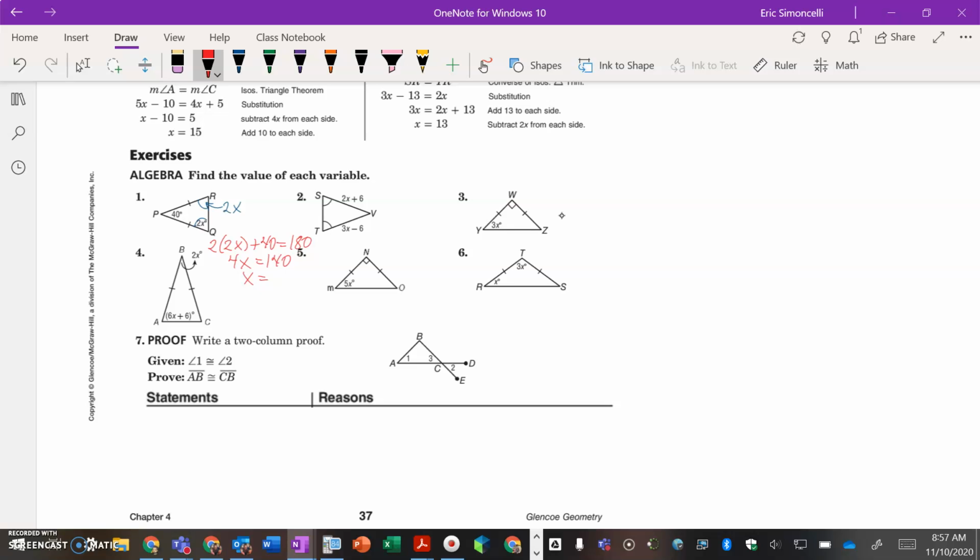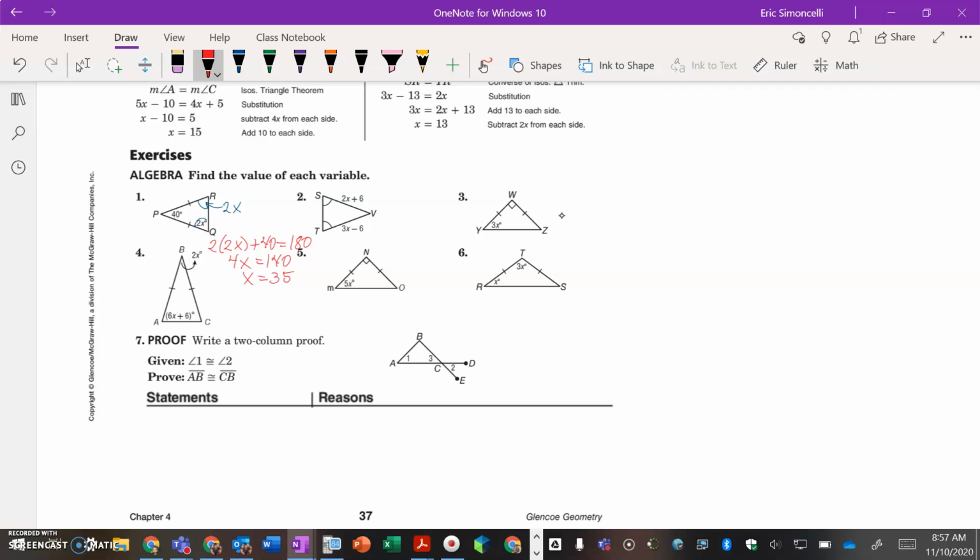Please be careful, right? We're not asking for the angle values, but you could find the angle values by simply plugging it back in. If you did plug it in, 2 times 35, of course, is 70, and you have 2 of those, so 2 times 70, which is 140. 140 plus 40, of course, is 180. Okay, so let's move on.